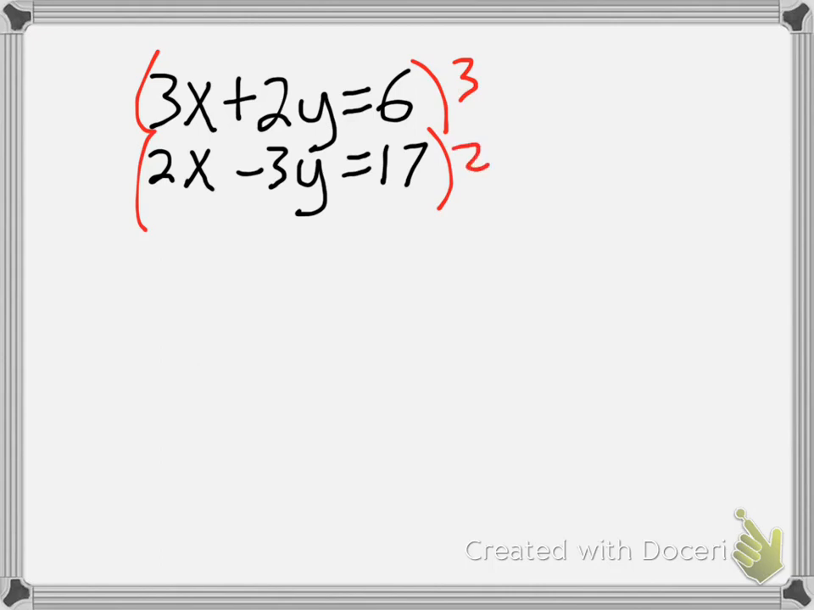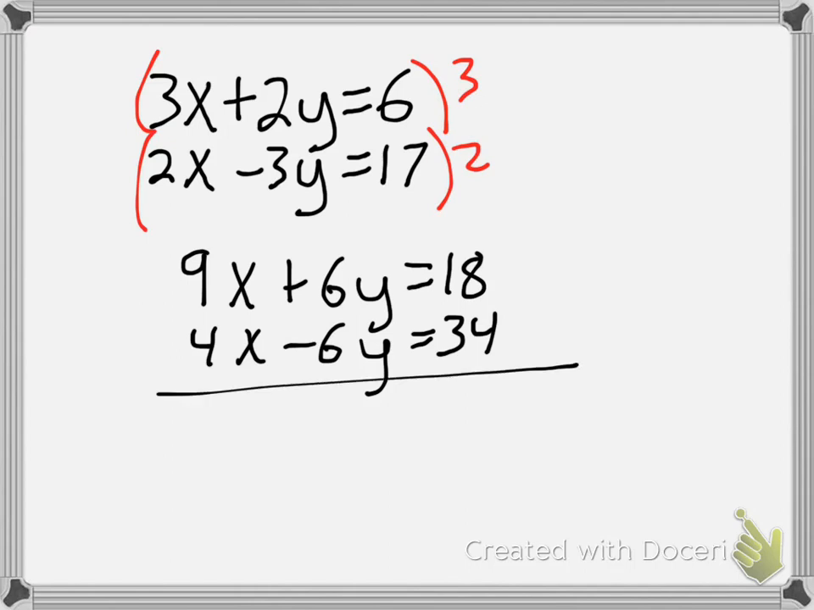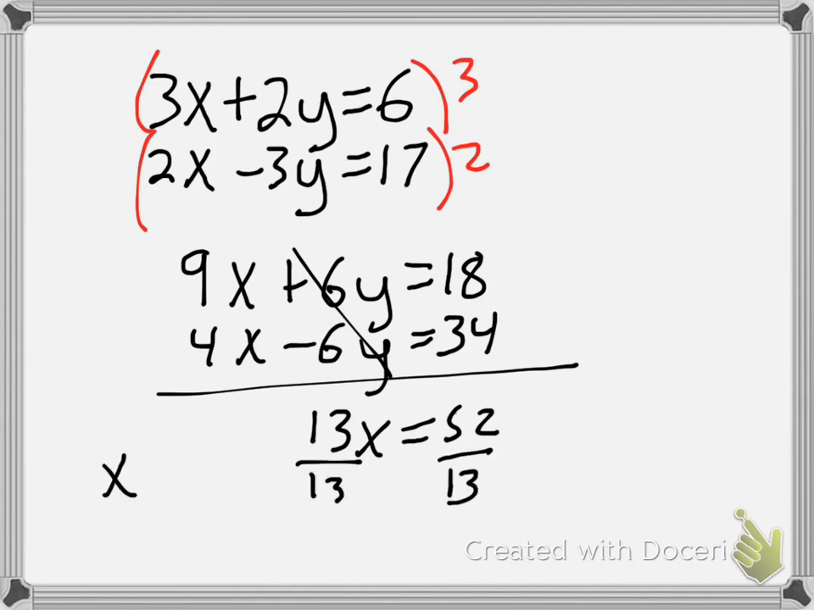So if I do that to both equations, I get 9x plus 6y equals 18, and then I get 4x minus 6y equals 34. Alright, so now if you notice, my y's will now cancel. So I can go ahead and do my elimination. I can cancel out my y's. So I get 13x. 18 and 34 gives me 52. So if I just divide both sides by 13, I get that my x is equal to 4. Okay, so there's one of my variables.